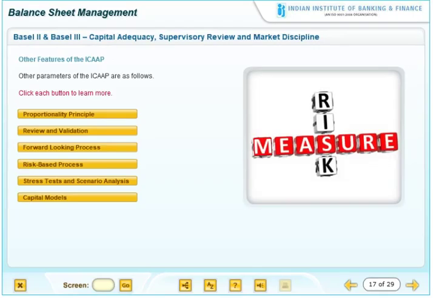Other parameters of the ICAAP are as follows. Click each button to learn more.